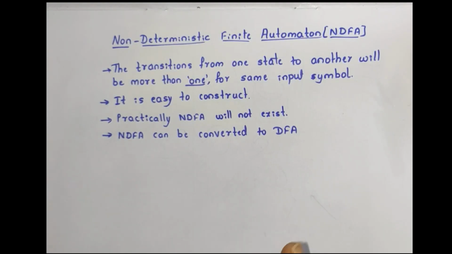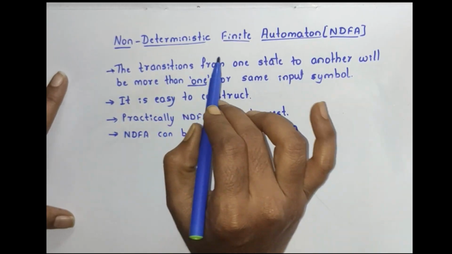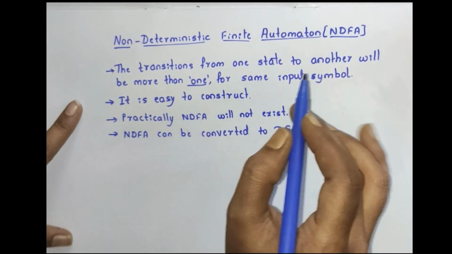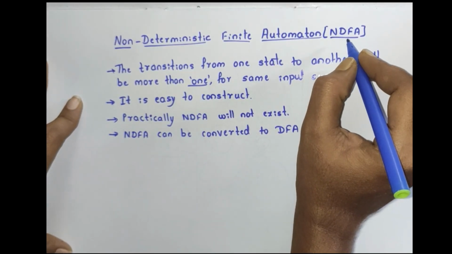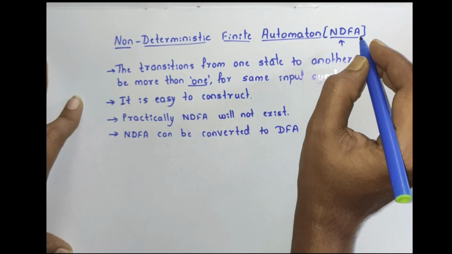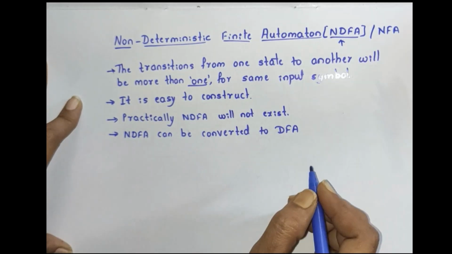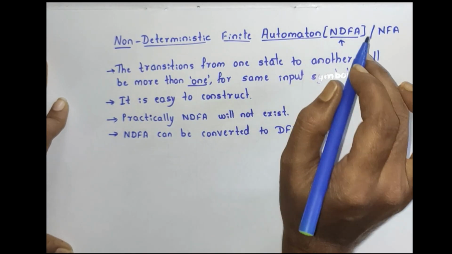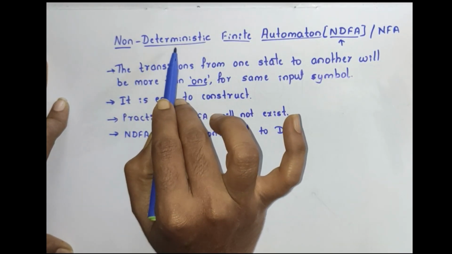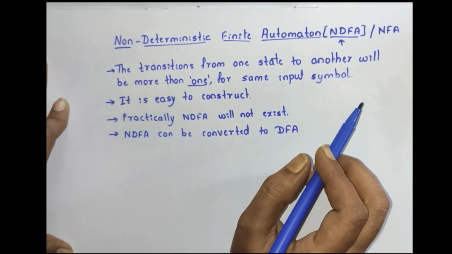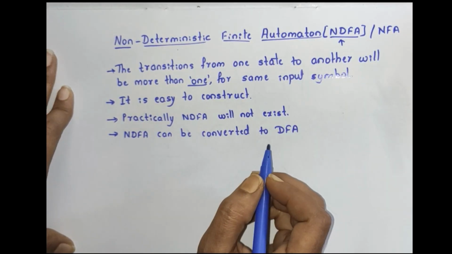Hello all. So in today's class we are going to see about non-deterministic finite automaton. This non-deterministic finite automaton can be called in short as NDFA or NFA also. Okay, so both are the same. NDFA and NFA both are referring to the non-deterministic finite automaton. So what is this non-deterministic finite automaton?